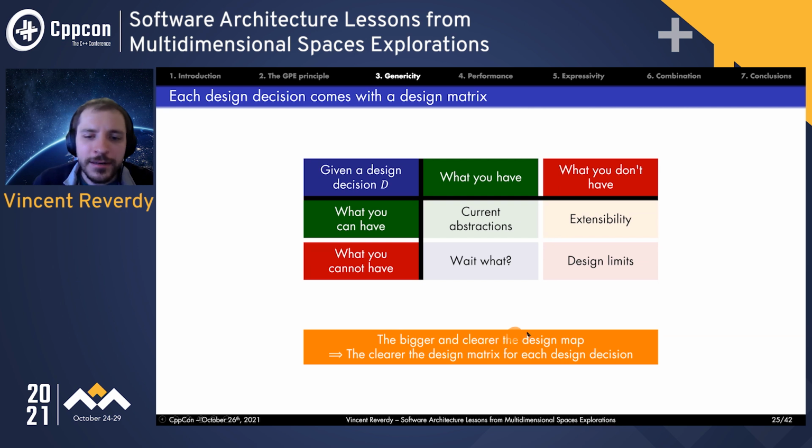So the bigger and clearer the design map you are starting with, in terms of the number of examples and the number of applications, the clearer the design matrix will be for each design decision. If you have 100 different applications you can think of, then it will be very easy to see what the design needs of the software are. However, on the contrary, if you are just following a top-down approach, then it might be very hard to see what design limits are introduced by the way things are designed.